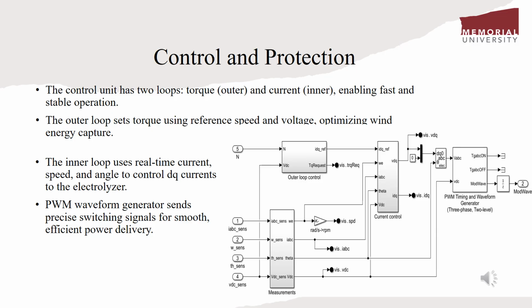These control loops are powered by real-time sensor data, including current, voltage, torque, rotor speed, and rotor position from the wind speed. The goal is to maintain system stability and maximize efficiency, even when wind conditions fluctuate. The final output from this control block feeds into a PWM waveform generator, which sends precisely timed signals to the converter, ensuring smooth and efficient operation of the entire system.